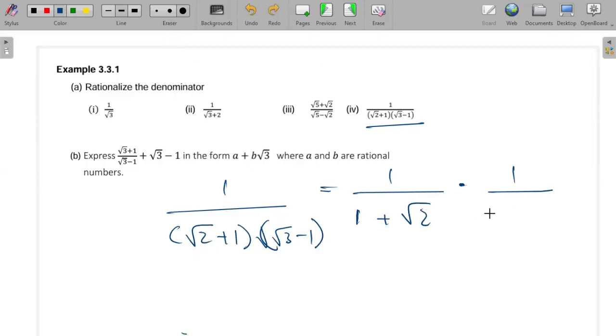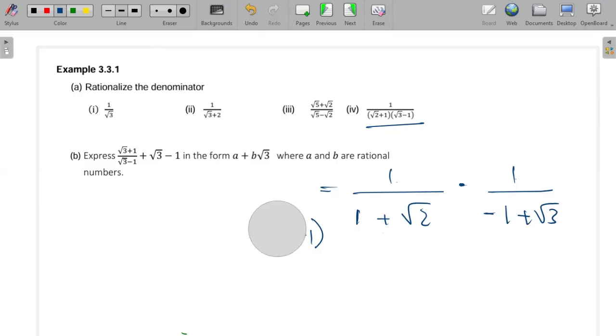So this is negative 1 plus the root 3. I have rewritten this like this. Since you're multiplying, this on top will give you 1, and this will give you this back when you are multiplying. So what you do now, you separately rationalize the denominator for each one of them. So we start with the first part, this one.